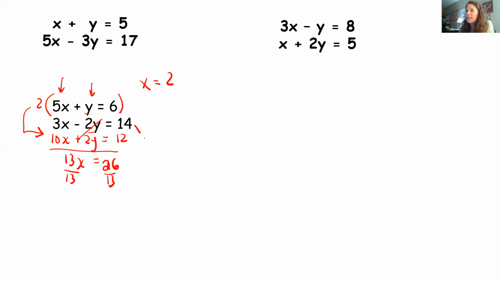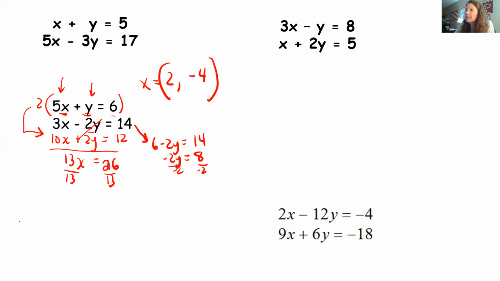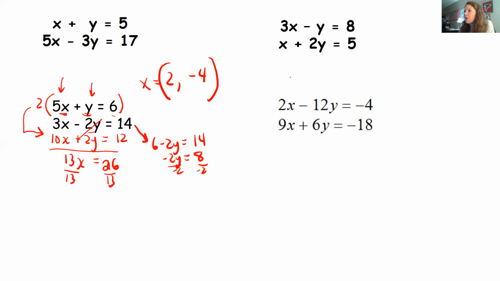Now I'm plugging that in right there. 3 times 2 is 6 minus 2y equals 14. And I subtract 6, I get 8. And when I divide by 2, I get, excuse me, y equals negative 4. And so if I plug that in, I get 10 minus 4 is 6. I know that's correct.